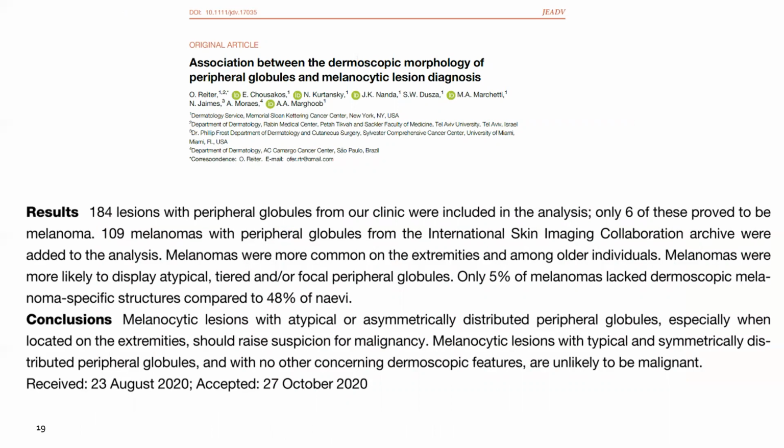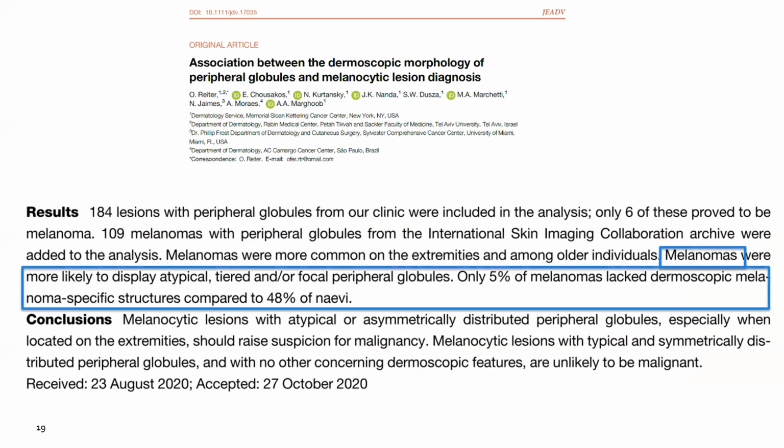In this large study, also from the Memorial Sloan Kettering group, what they could see is that melanomas were more likely to display atypical globules or tiered globules or globules present at the periphery focally, so not all around the lesion in a symmetric fashion. And only 5 melanomas actually lacked dermoscopic melanoma-specific structures, compared to nevi.